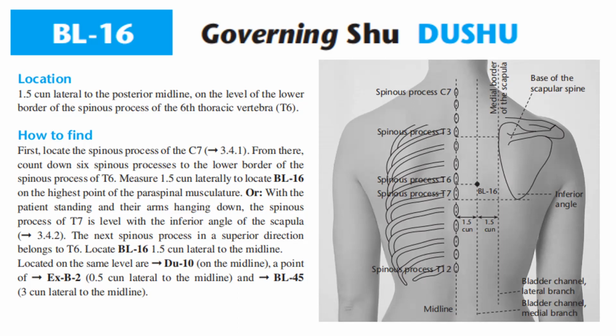Located on the same level are Du 10 on the midline, a point of EXB 2.5 tune lateral to the midline, and bladder 45, 3 tune lateral to the midline.